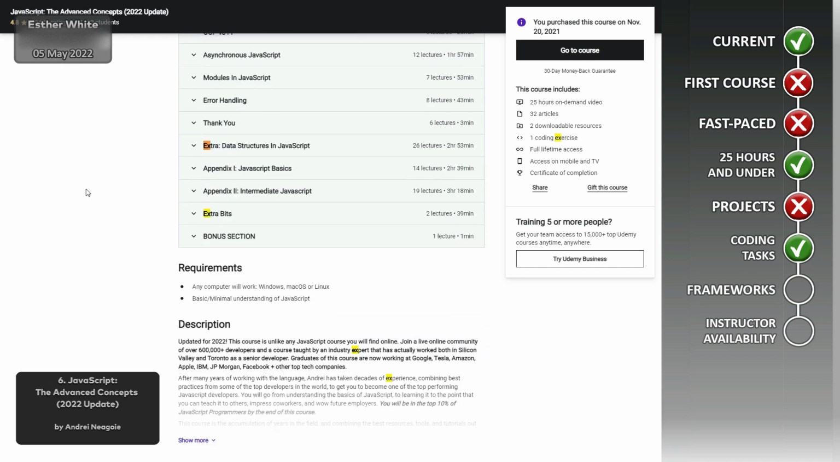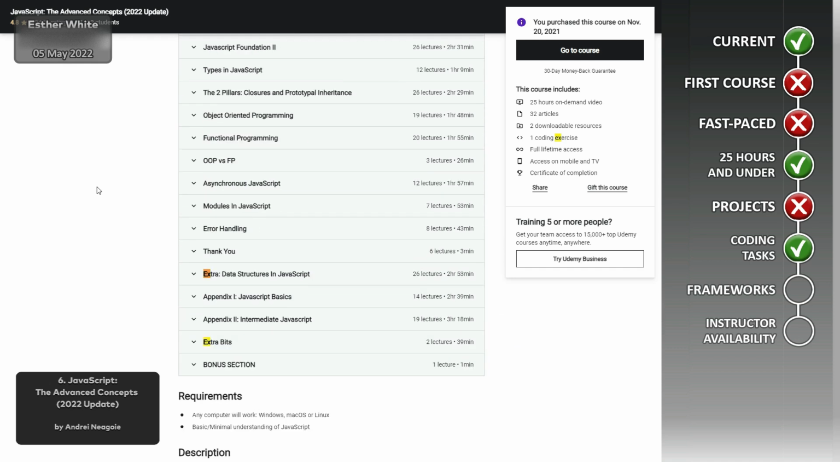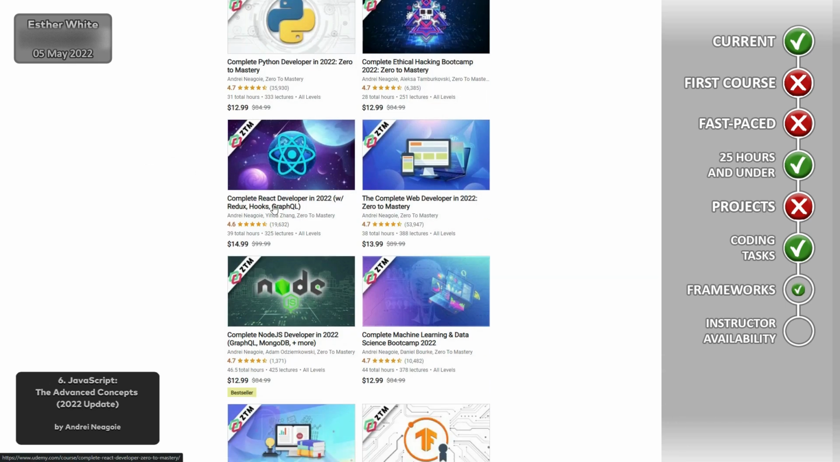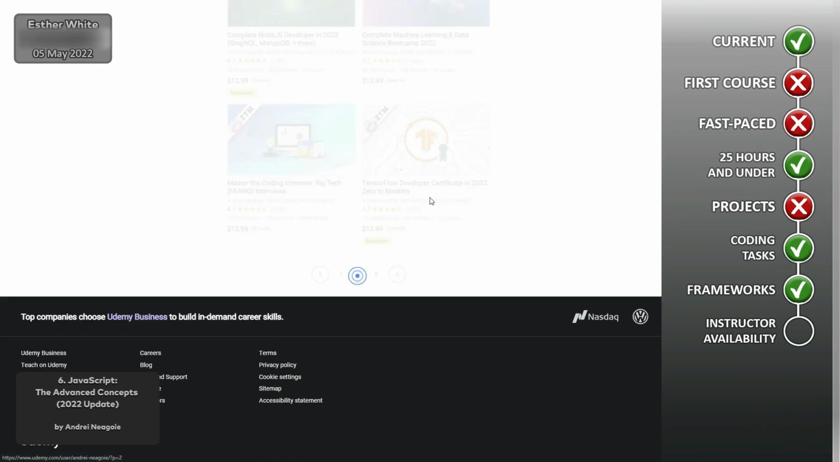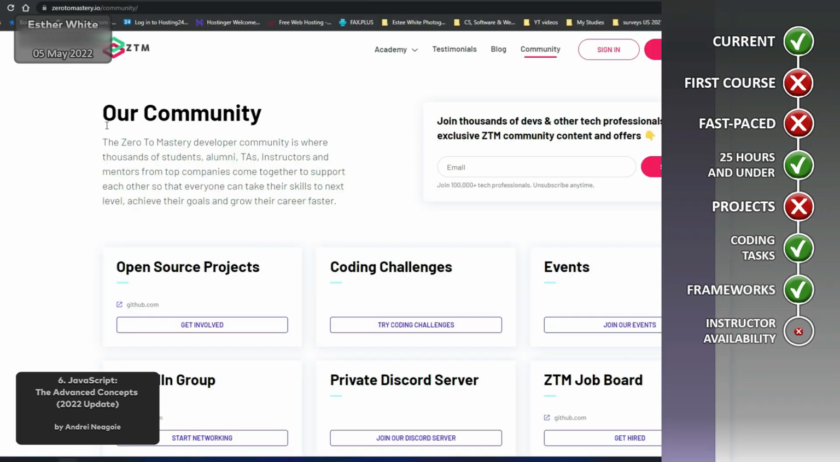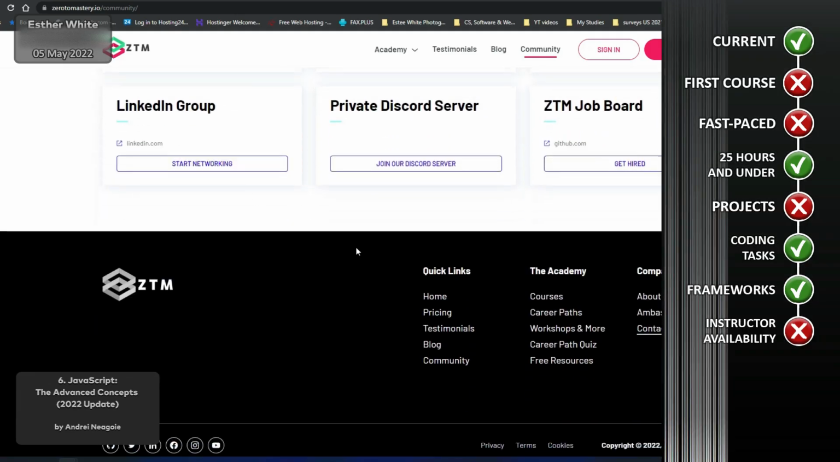The course itself doesn't cover anything framework related, but the instructor does have other courses. I believe I have the React course. He also has an Angular course. No means of contacting the instructor directly are provided.